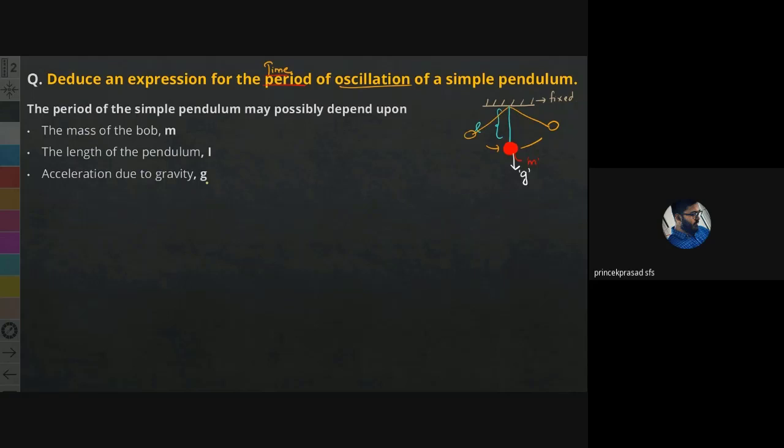Translate the statement into proportionality sign. How will I write? T is proportional. Time period, you can take it as capital letter T. Till now, we took time as small letter t, but here time period, you can take it as capital letter T. T is proportional to, tell, which all factors?